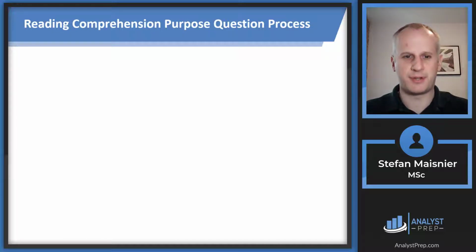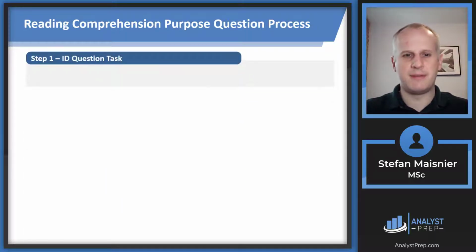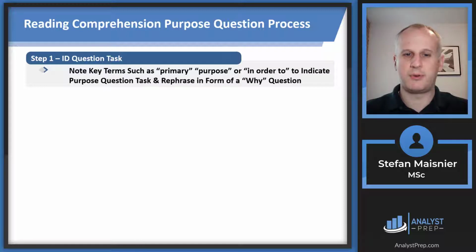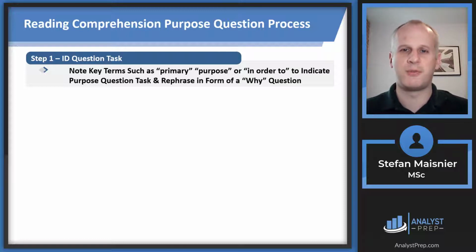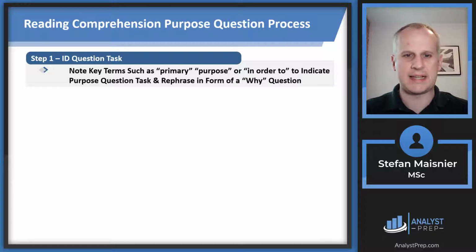Okay, so let's now take a look at the other question task that we're going to discuss in this lesson, the purpose question task. So we are going to have largely the same approach as the detail. We're going to start by identifying the question task, noting key terms such as primary, purpose, and the phrase in order to that will indicate a purpose question task, and then we're going to rephrase that question in the form of a why standard question so that it's easier for us to understand what we are supposed to do within the passage to address that task.